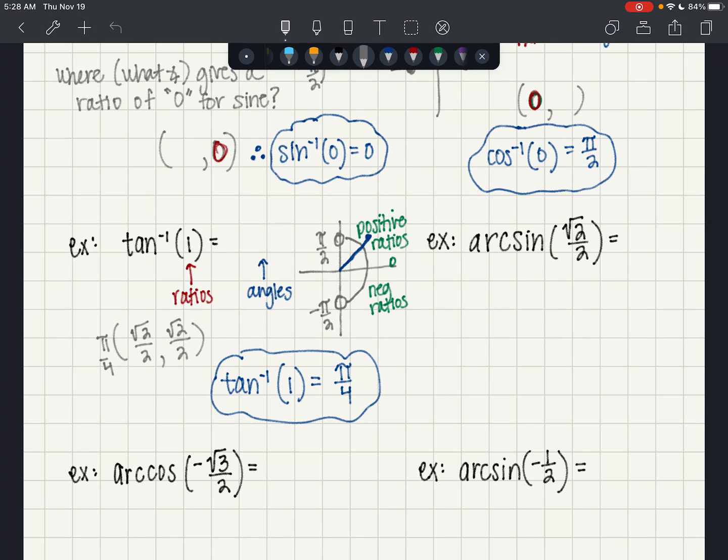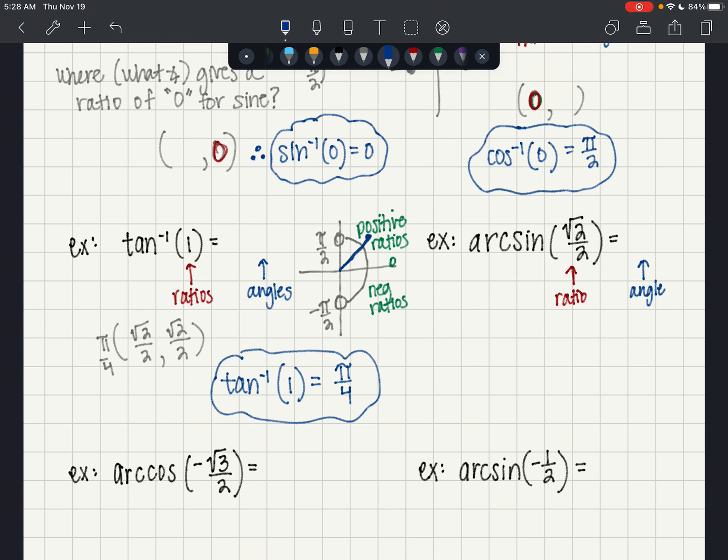Here we're going to change up the notation a little bit, but it means the same thing. Arcsine is your inverse function for sine. Arcsine of the square root of 2 over 2. Remember that with the square root of 2 over 2, you're putting a ratio into the inverse function, and you're going to get out an angle.